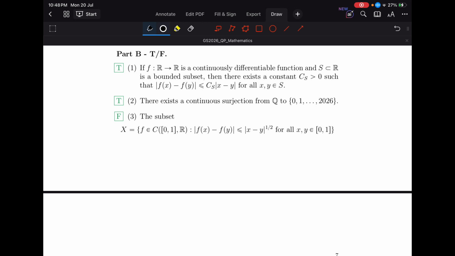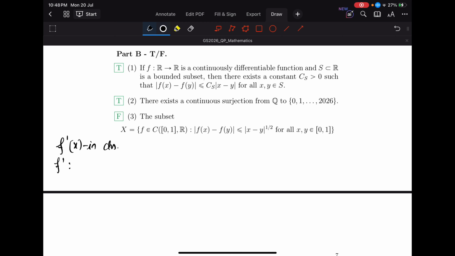So let us start. Let f from R to R be a continuously differentiable function and S belongs to R be a bounded subset. Then there exists a constant strictly greater than 0 such that |f(x) minus f(y)| is less than or equal to this for all x, y belongs to S. So let us just see. Continuously differentiable means f prime of x is continuous, right?